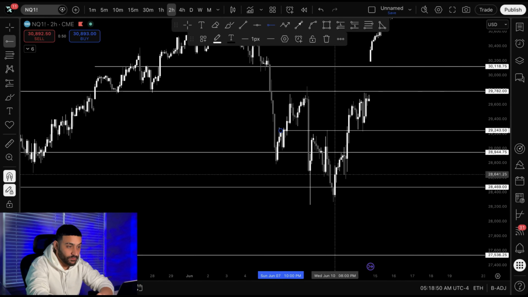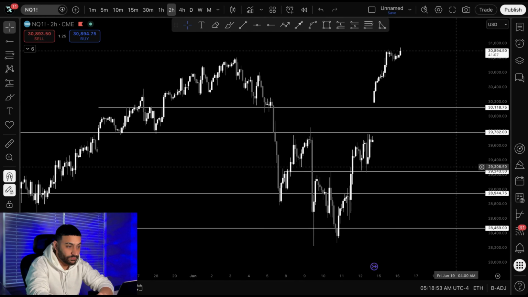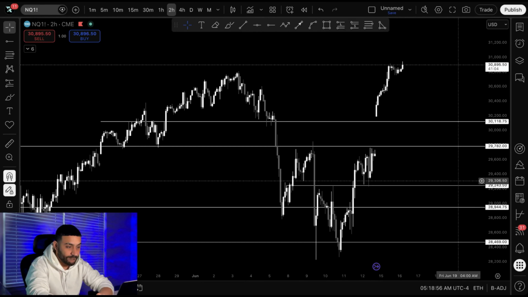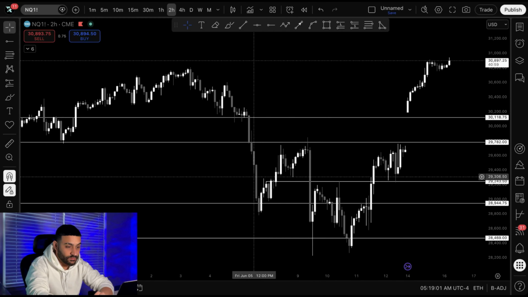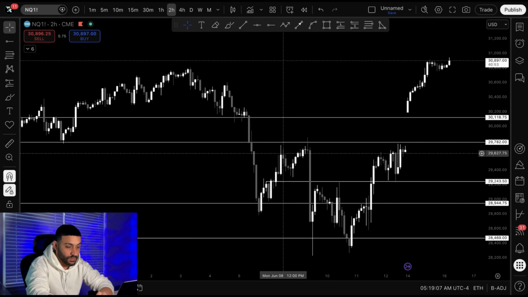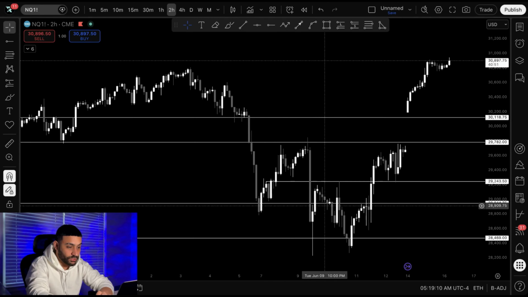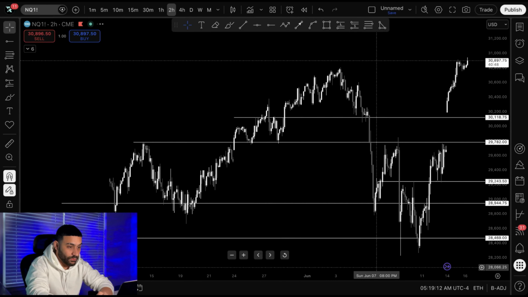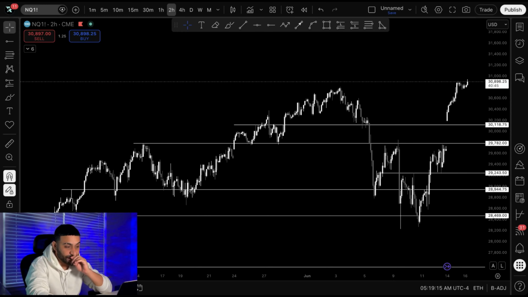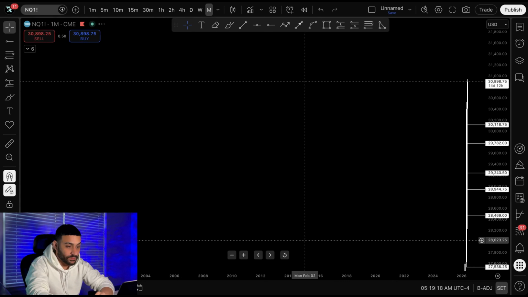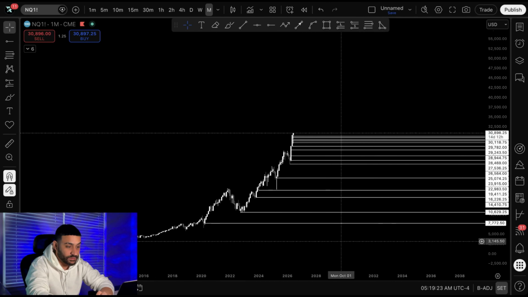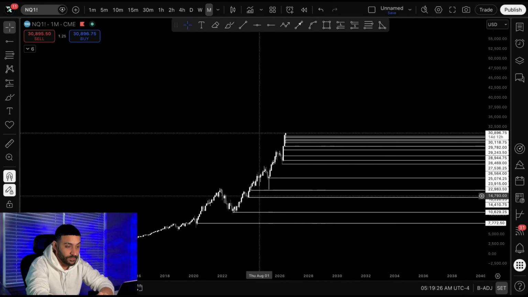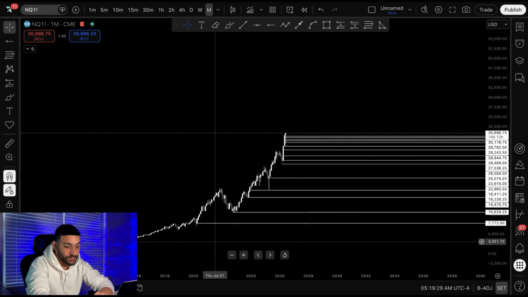So now I am on the 2 hour, and I'm just looking for areas of interest. Essentially what I'm looking for are pivot points here, bounce points, or rejections. My overall sentiment right now is bullish, and I should have gone over that first. Obviously, one of the first things you want to check on that bigger time frame is your overall sentiment. So I know that my overall sentiment here is bullish.